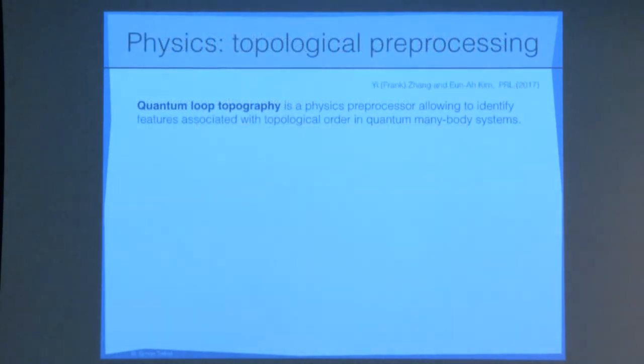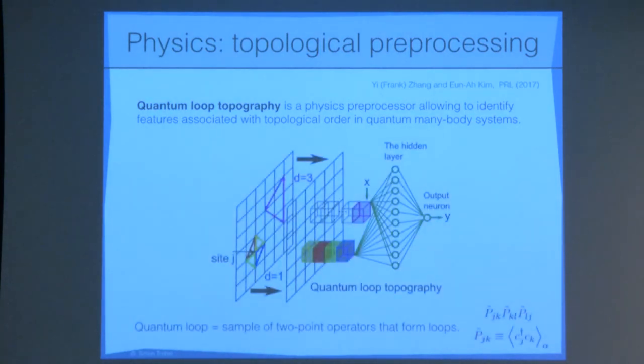Physics example, worked out here by Frank and Yuna, very nice. A different type of pre-processing of the data. Okay, so now we have some physics-y thing, so probably we have some quantum many-body system, and it has the most obscure thing that we know about, topological order, and we want to see that. Yeah, and what they have suggested is, let's do quantum loop topography. Here's how it works.